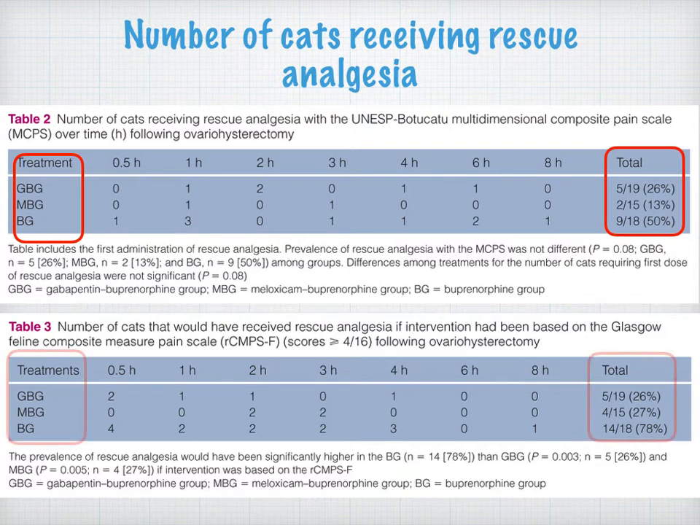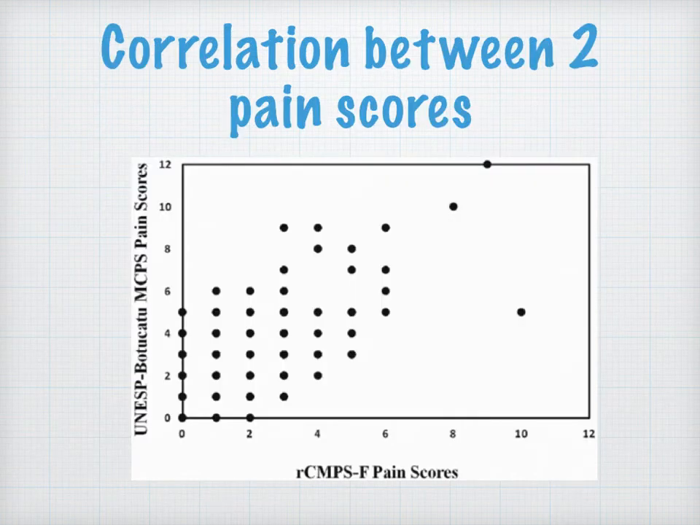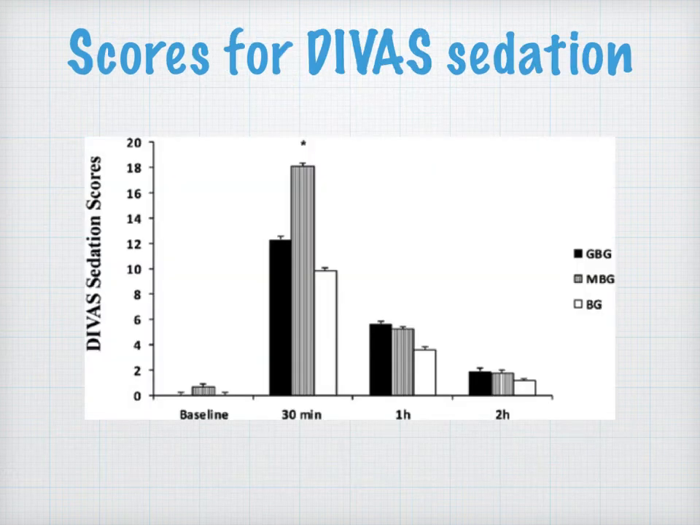The prevalence of rescue analgesia would have been significantly different among treatments if the intervention had been based on the Glasgow Feline Composite Measure Pain Scale greater than or equal to 4. The prevalence would have been higher in the BG group than the GBG and MBG groups. The Spearman's rank correlation indicated a strong correlation between the two pain scores.